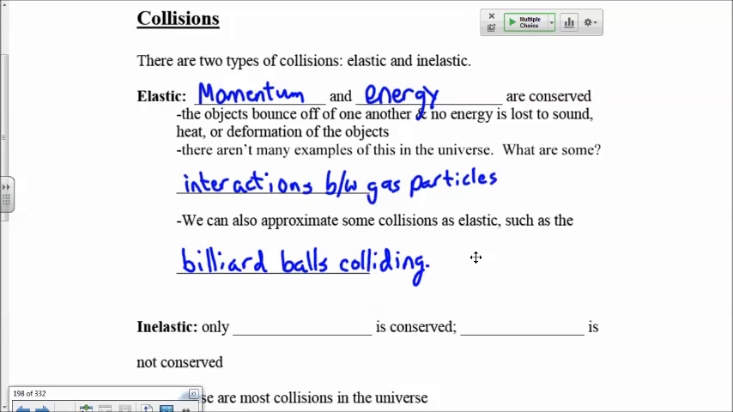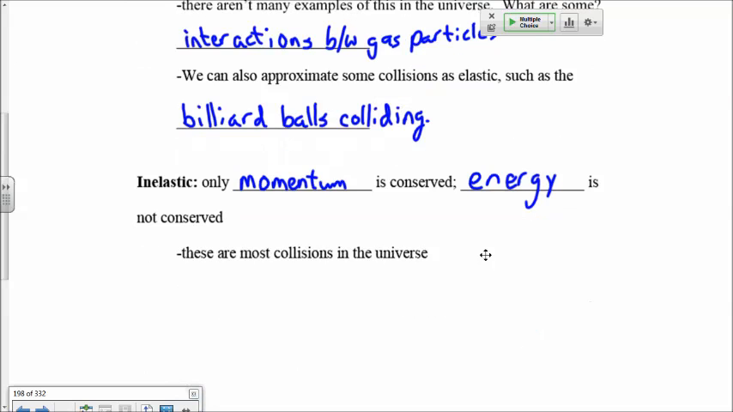And then in inelastic collisions, only momentum is conserved. And energy is not conserved. And these are all the other collisions. So in every collision between objects, momentum is always conserved.